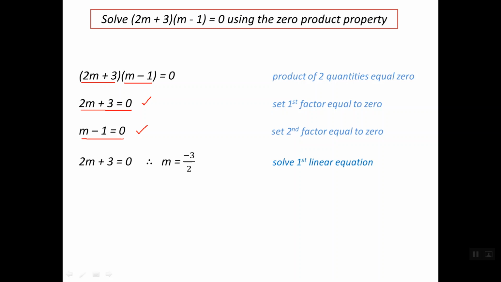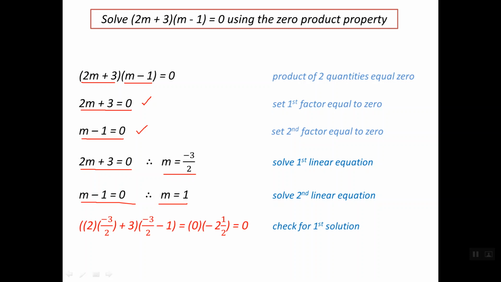We can simply solve for the first linear equation. So 2m plus 3 is equal to 0. This gives us that m is minus 3 divided by 2. And for the second linear equation, m minus 1, we solve for m, so m is equal to plus 1.